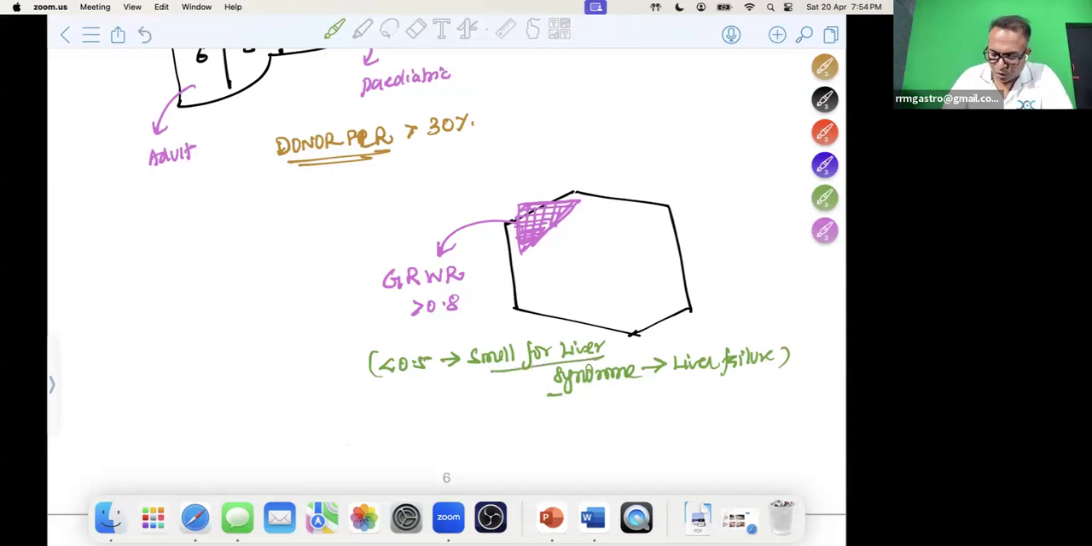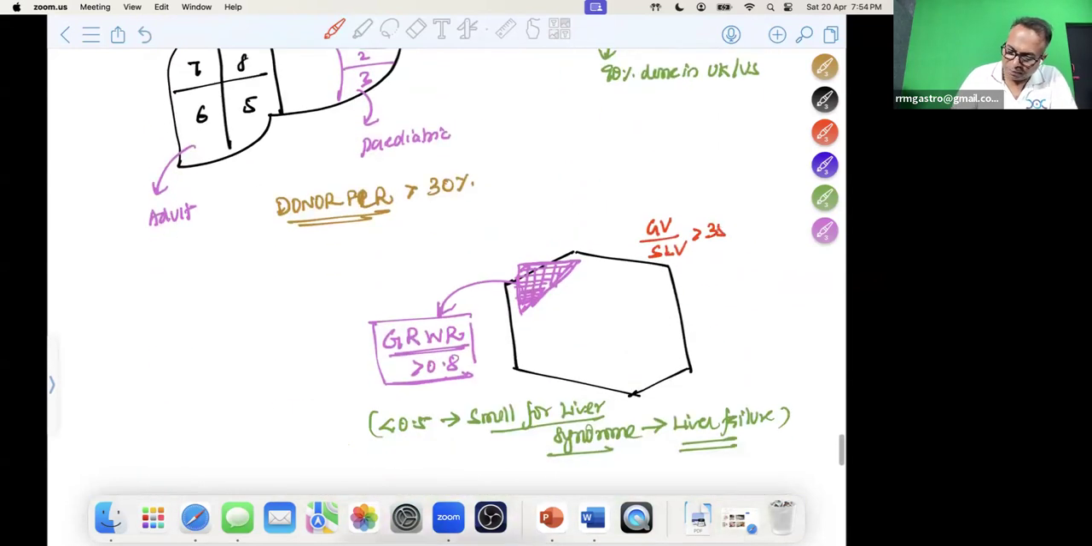Small-for-size liver syndrome will go on to liver failure. Therefore, GRWR should be more than 0.8. Or in other words, graft volume divided by standard liver volume should be more than 35%. So the graft volume should be 35% of the normal liver he should have had.